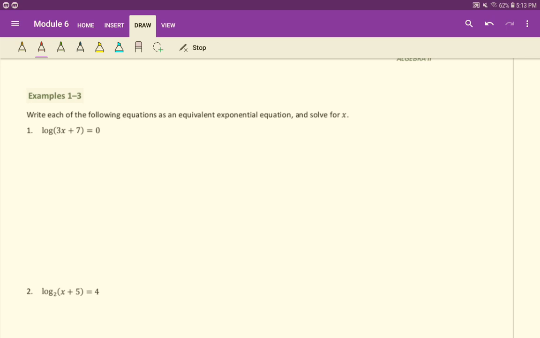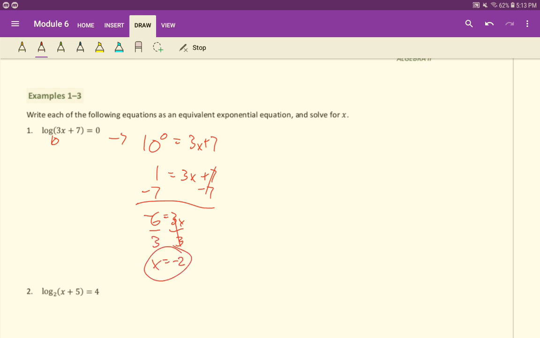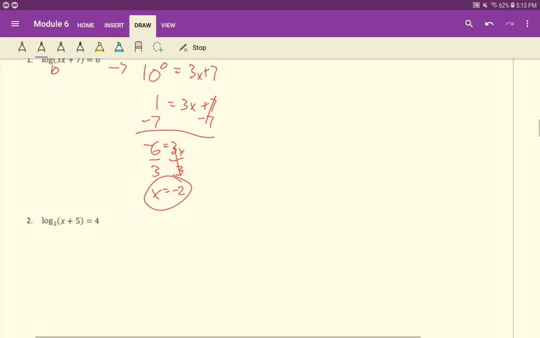So here we go. Again, this is log base 10, so we'll rewrite in exponential form. This will become 10 to the 0 equals 3x plus 7. What is 10 to the 0? It's 1. So we get 1 equals 3x plus 7. Subtract 7 on both sides. We get negative 6 equals 3x. Divide both sides by 3, and we get x equals negative 2. And there's our answer.